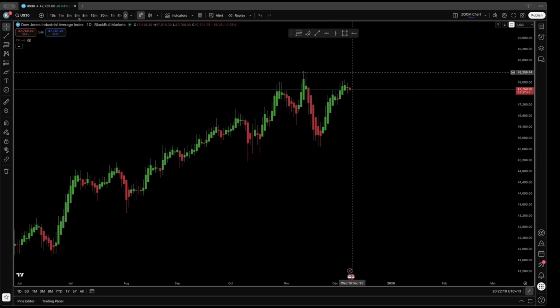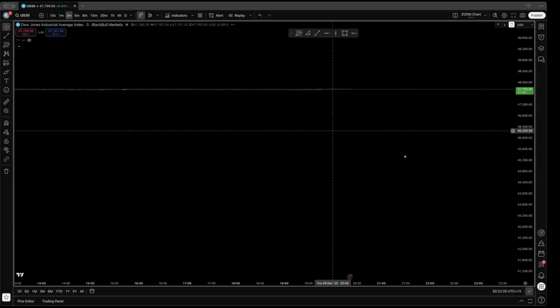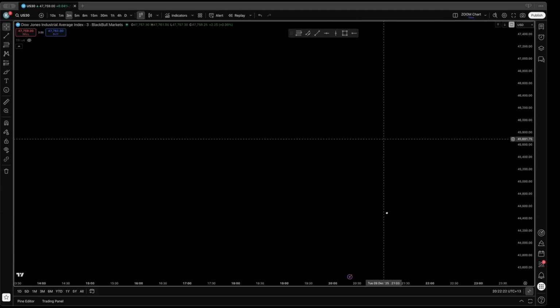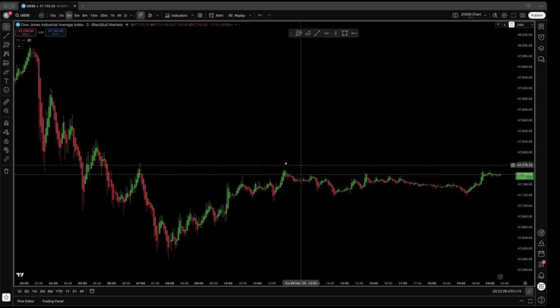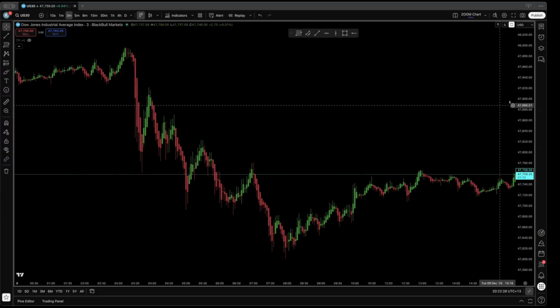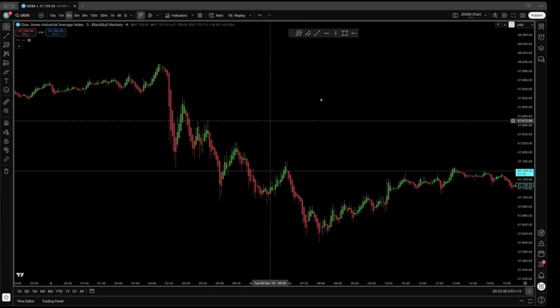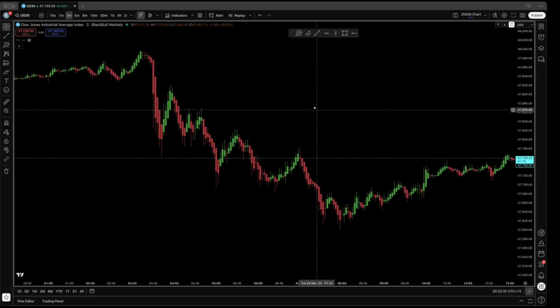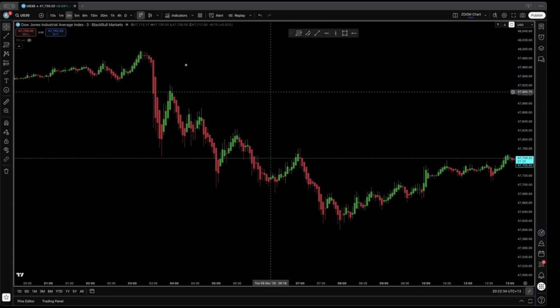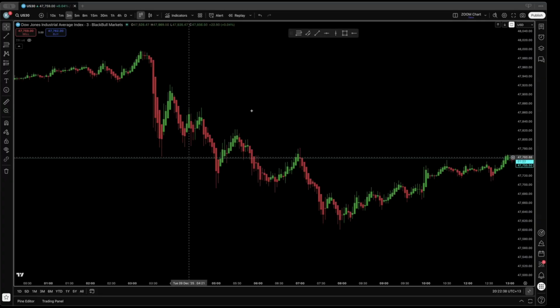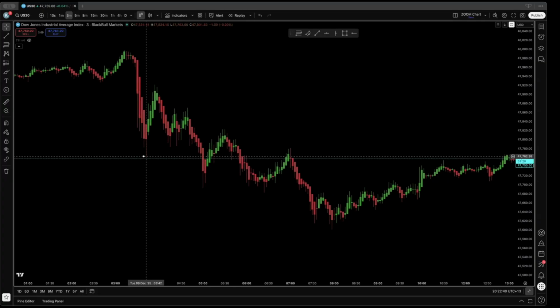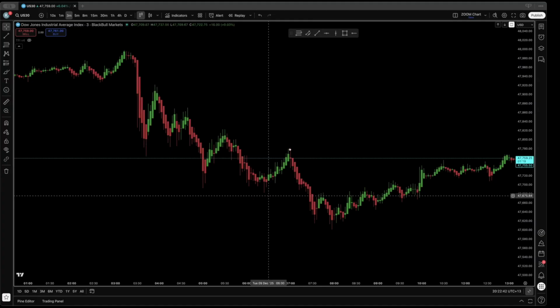What I use them for, let's go back to the 3-minute chart. I use them more for extensions. Let's reset the chart view and make sure I'm leaving enough time for Ty here. So I use them for extensions. For extensions, you normally go from the swing high to the first pullback.